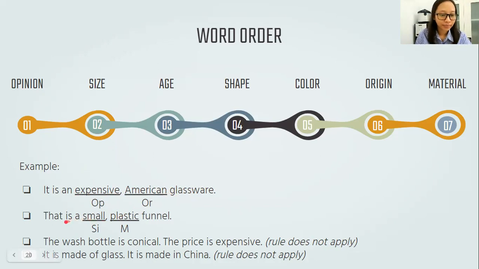Another example. This is a small plastic funnel. There are two adjectives, small and plastic.